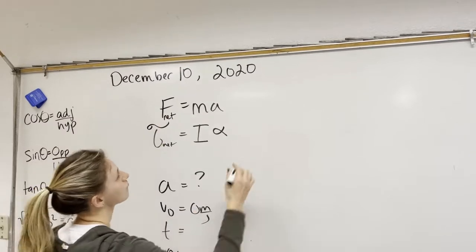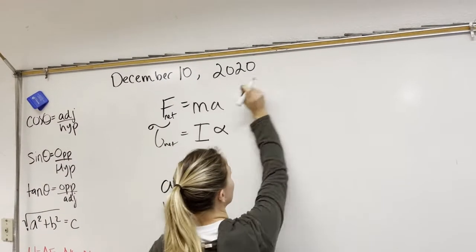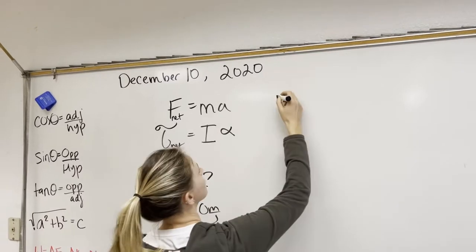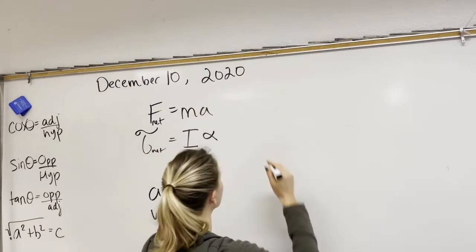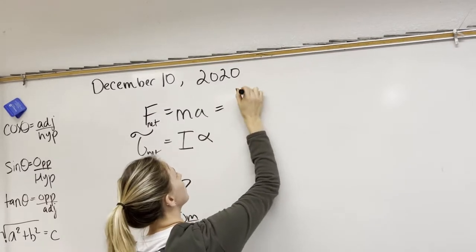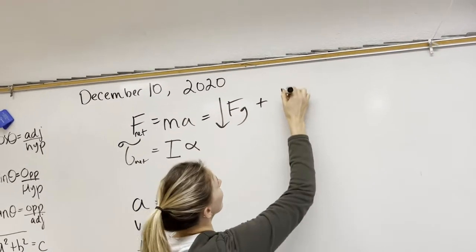So we've got the net force is equal to the force of gravity down. So that would be the MA. You want me to keep what we got? Yeah. That MA is equal to the force of gravity down plus the force of tension up. Check this out.